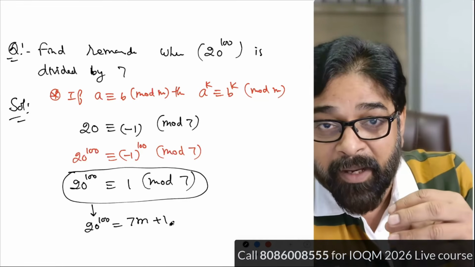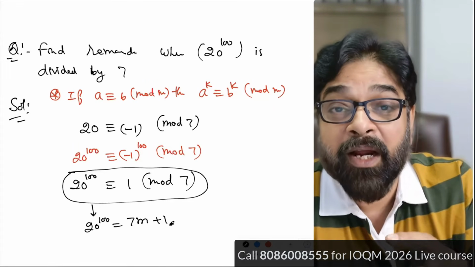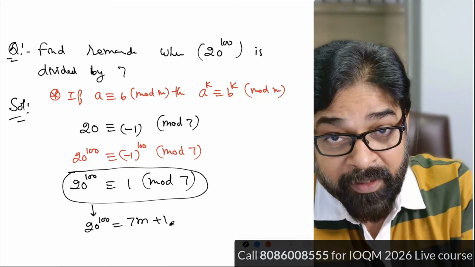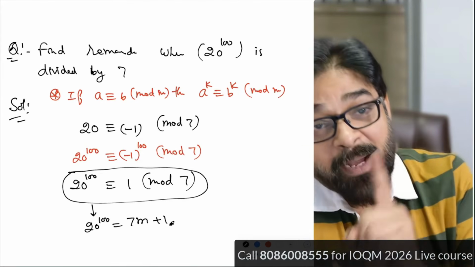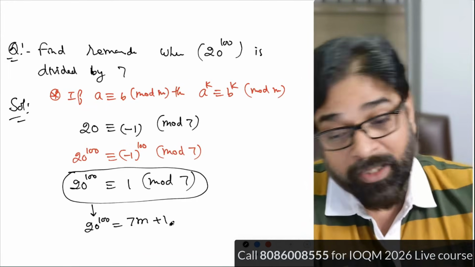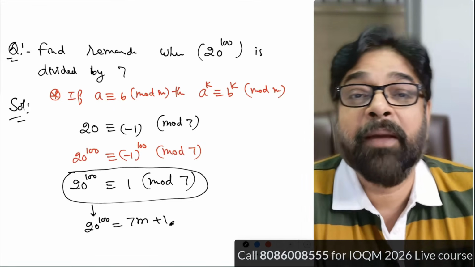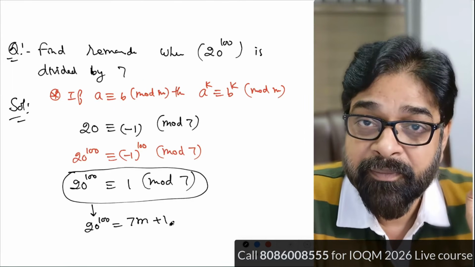The language, try to understand. 20 power 100 is a number which if you divide by 7, remainder will be 1. So 100% sure this will be written as 7m plus 1. Is this clear?